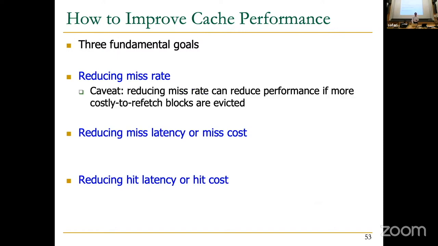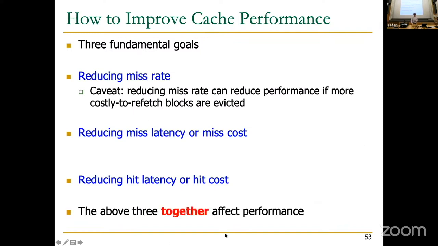So reducing miss rate is good, assuming you don't increase the miss latency or miss cost, for example. We will see that. Reducing hit latency or hit cost is not easy in software, let's say. But essentially, all of these can be influenced by software, especially the miss rates to some extent. So we're going to see some software management very soon. But don't ever forget that all of these together affect the performance. It's not just about the hit rate or miss rate. It's also about the miss latency, miss cost, and hit latency or hit cost.